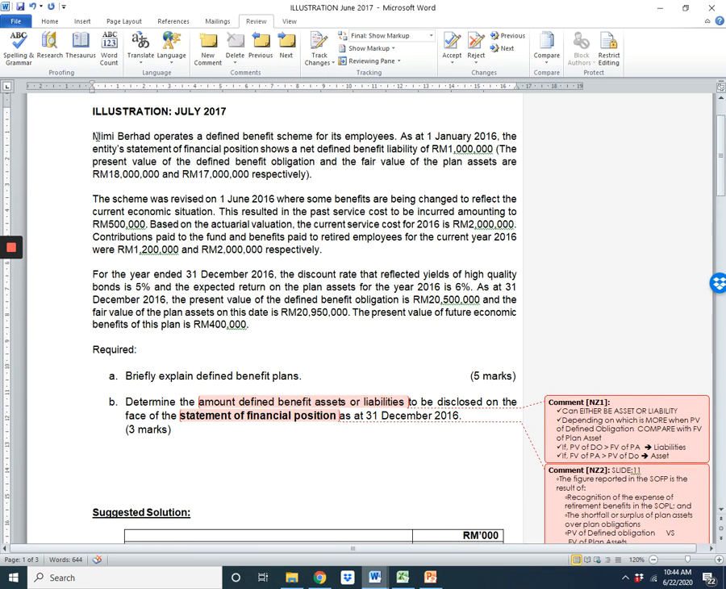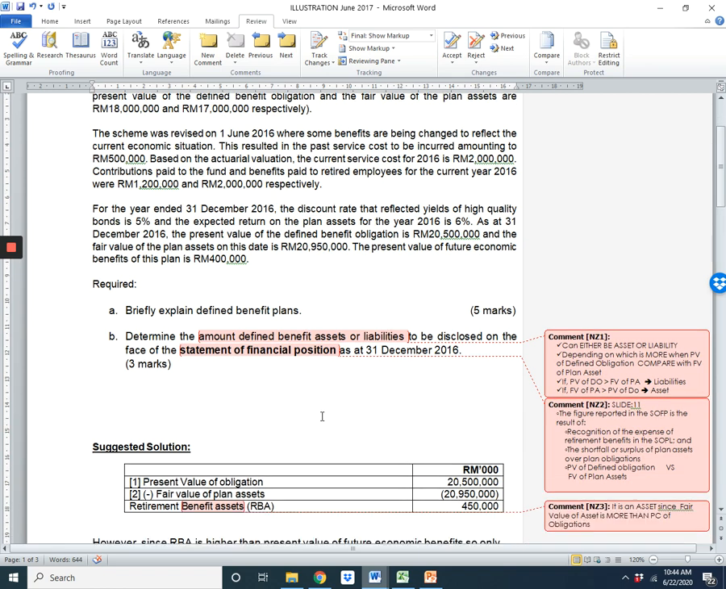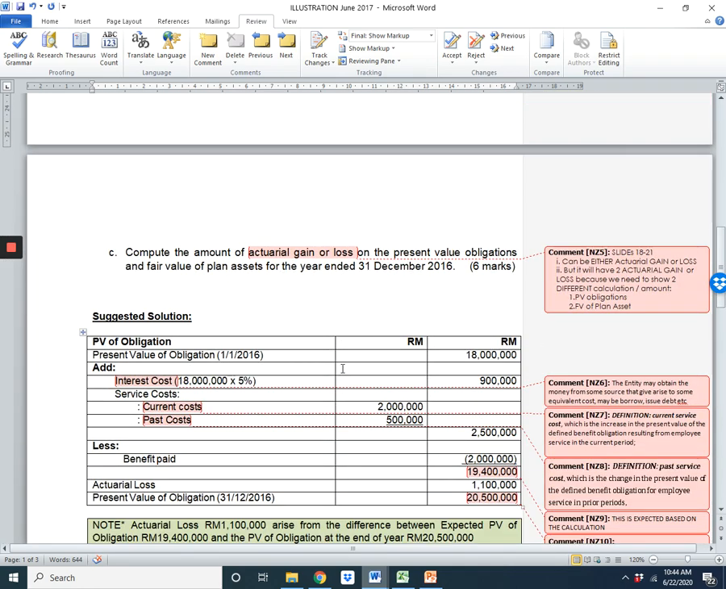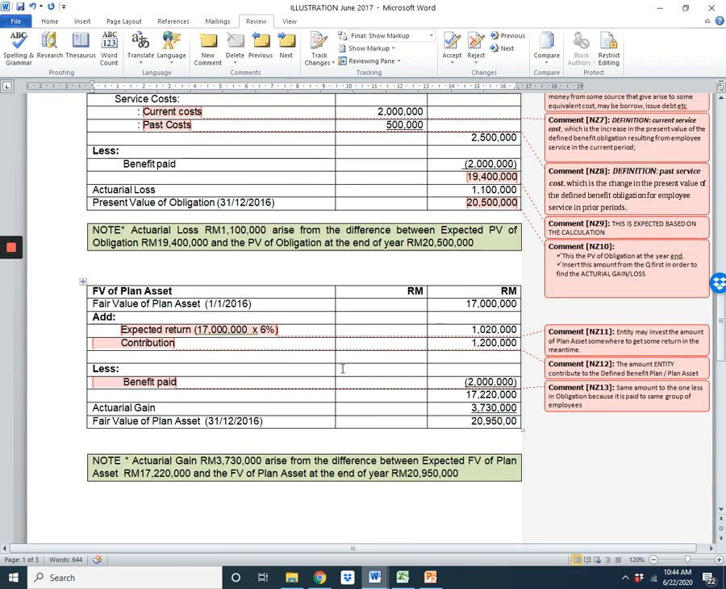So, question. Okay, Mimi Berhad. Ni baca. Define the amount, determine the amount of defined benefit asset or liability to be disclosed in the face of statement of financial position. Okay. So yang ni, because you must know in term of recognition, what do you show in your statement of profit or loss? Sebab dia belum melibatkan pembayaran yang berlaku kan.